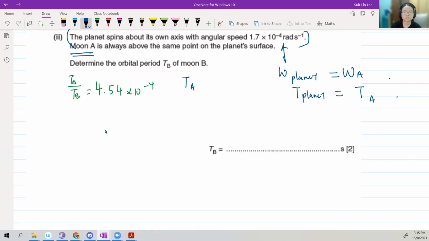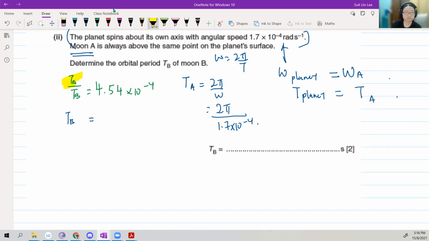The TA is... omega is 2 pi over T. So T is 2 pi over omega, so 2 pi over 1.7 times 10 to the power of -4. So you can find TB pretty easily. All right, I'll leave that to you.